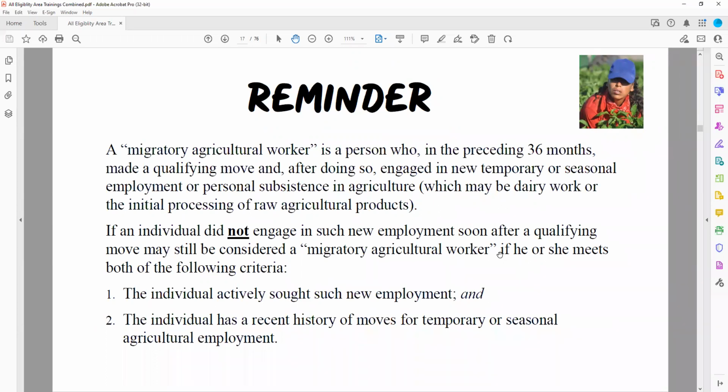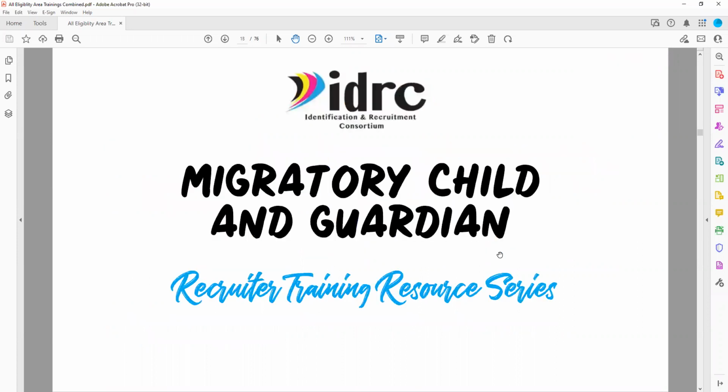Has to be seasonal, is affected by seasons. Temporary has to be less than 12 months, and it has to be working in that initial processing of the raw agricultural products. If they did not engage in that work, they need to make sure they have that recent history of moves to do that within the last 36 months.